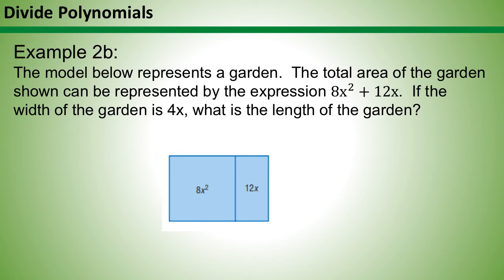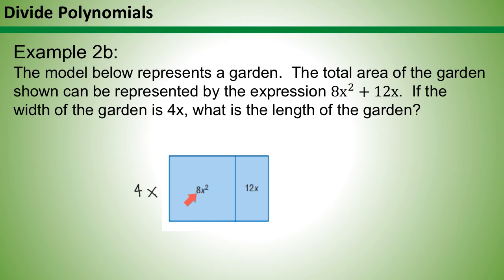Here's another example, and this is where we're commonly going to see stuff like this. And it says the model below represents a garden. The total area of the garden shown can be represented by the expression 8x squared plus 12x. If the width of the garden is 4x, what is the length of the garden? Okay, so basically we're trying to find the dimensions of this thing, and we're told that this right here is 4x.